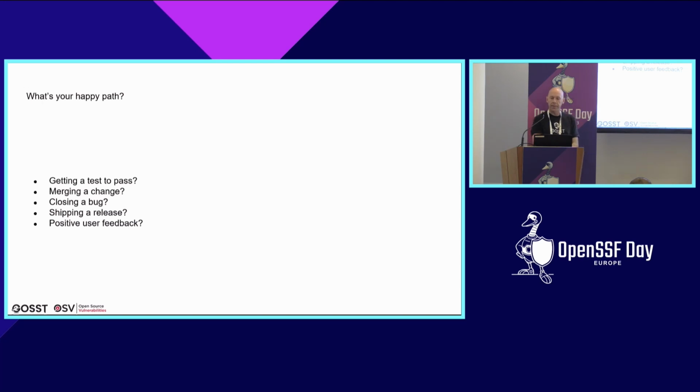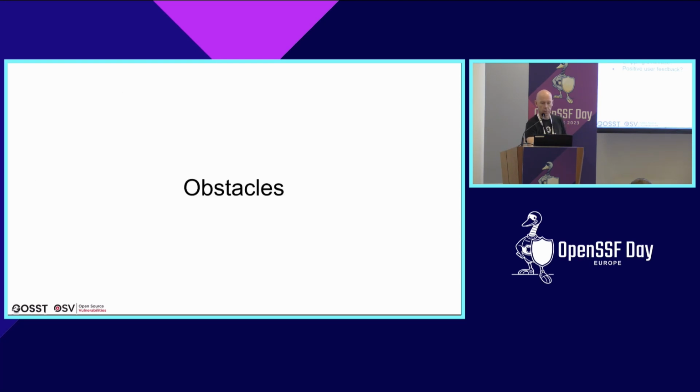I think at the end of the day, it's shipping regular releases that bring features to your users and reduce bugs, including security vulnerabilities. So what are some of the obstacles on that happy path? Accidentally shipping new bugs, including security vulnerabilities, along with those new features, changes that break your build.